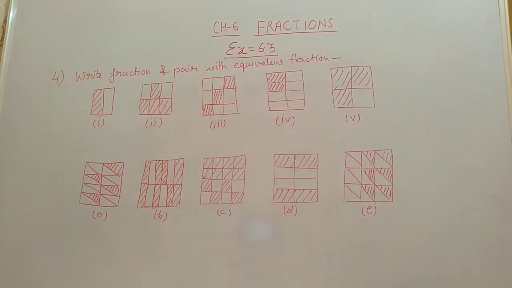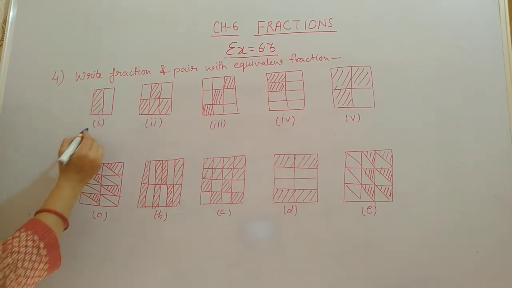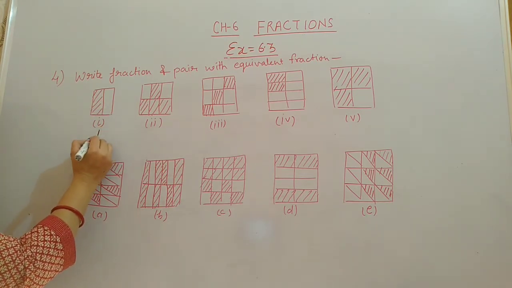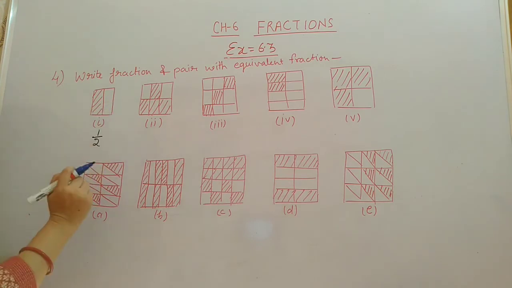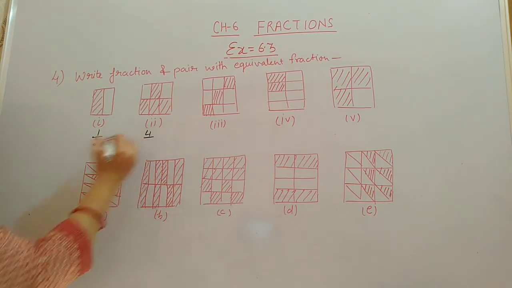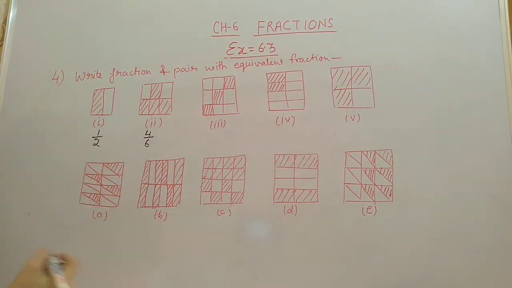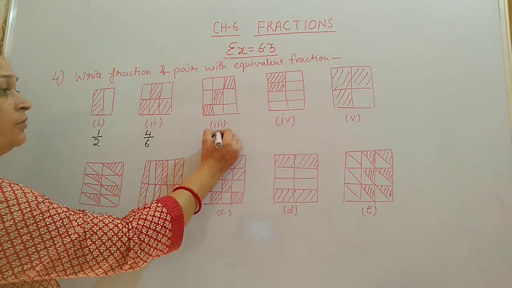Next, question number 4, write fractions and pair them with the equivalent fractions. These figures are given in this question. First we have to change the shaded part into a fraction. In the first one, out of 2, one part is shaded. So 1 by 2. In the second figure, 1, 2, 3, 4, 4 parts are shaded out of 6. Next, 3 parts are shaded out of 9.